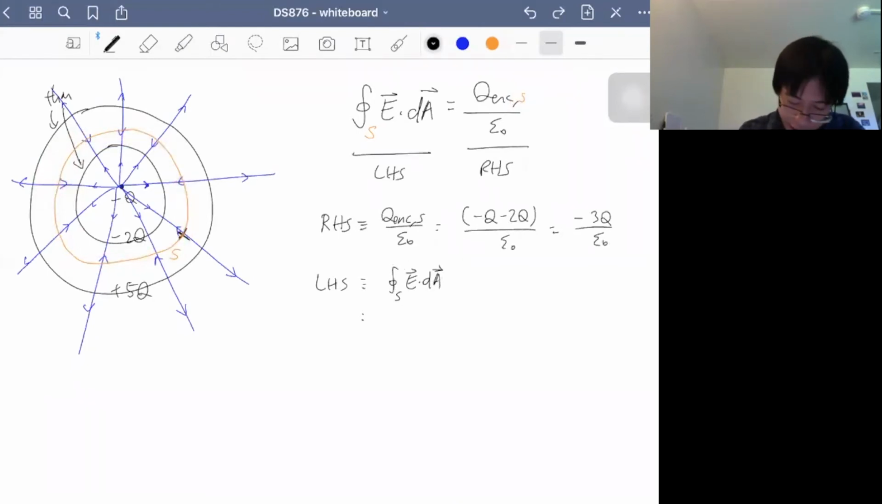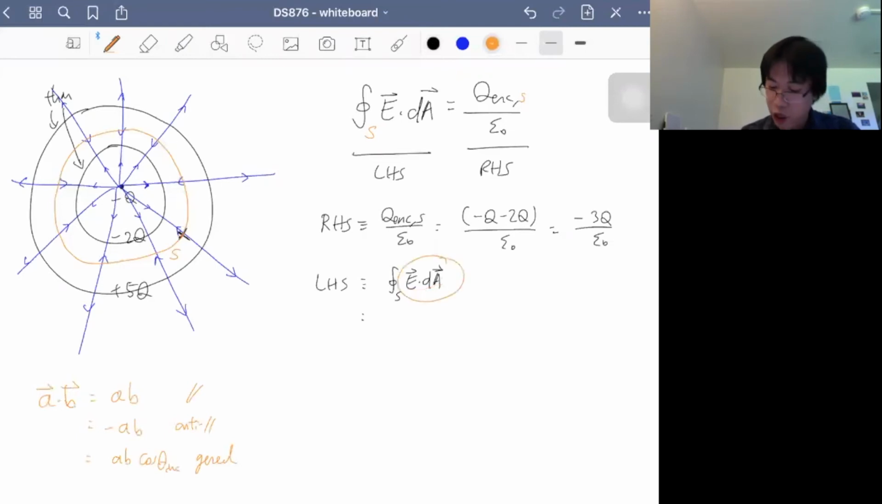Now, the vector, you need to know the rule of dot products. There's only 3 options. If the 2 vectors are parallel, it's just A times B. If the vectors are anti-parallel, it's minus AB. In general, it's AB cosine theta, where theta is the included angle. Now, you need to ask yourself, which case is this? Is this dot product parallel, anti-parallel, or general case?